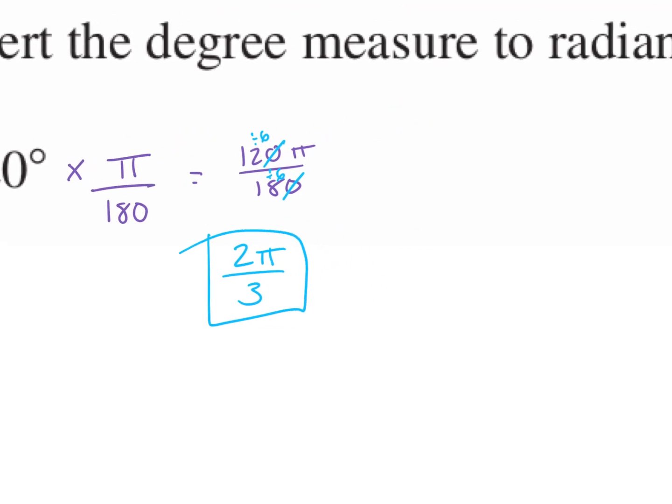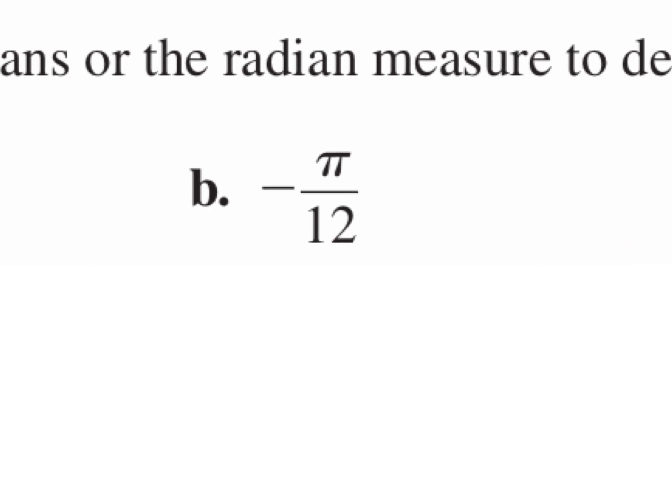Just leave it with pi in your answer. All right, for B, what is this one? Is this radians or degrees? Radians. So how would I convert it to degrees? Multiply it by 180 over pi.